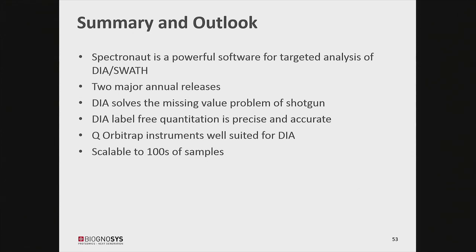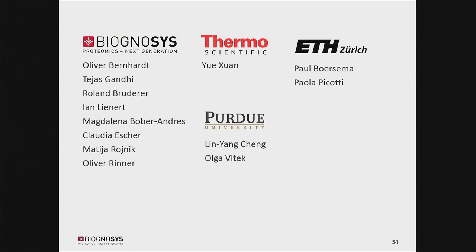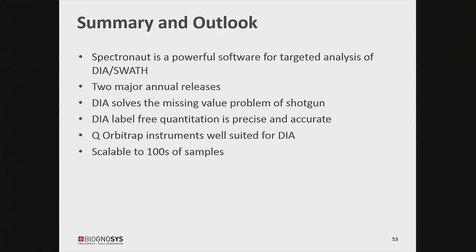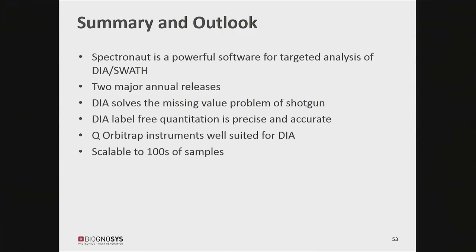So in summary, Spectronaut is powerful software for targeted analysis of DIA and SWATH data. We have 2 major annual releases. You can really say that DIA solves the missing value problem of shotgun. So you really get very few missing values, and that makes all the downstream analysis much easier, much simpler.